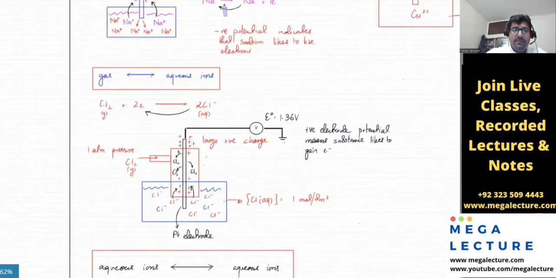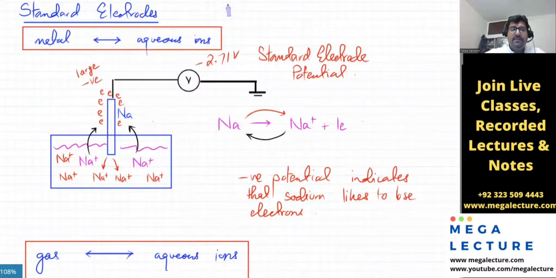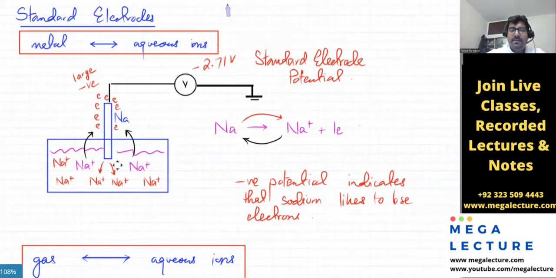3 types of electrodes. Remember this. When you have the first type, a metal in equilibrium with aqueous ions, the electrode is itself made out of the metal. In that case, you don't need another conducting material because the metal itself is capable of acting as the electrode.